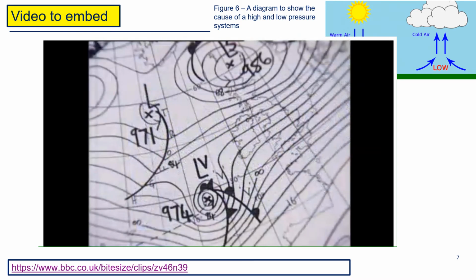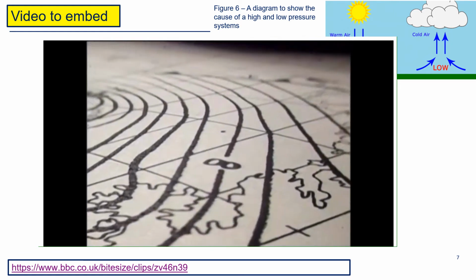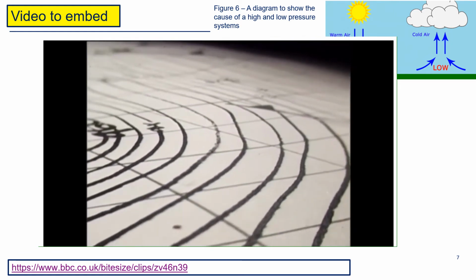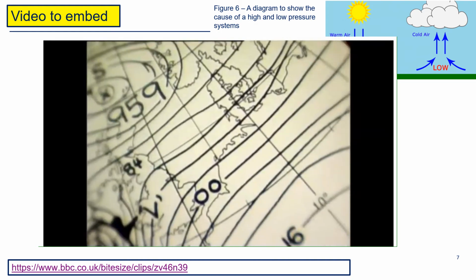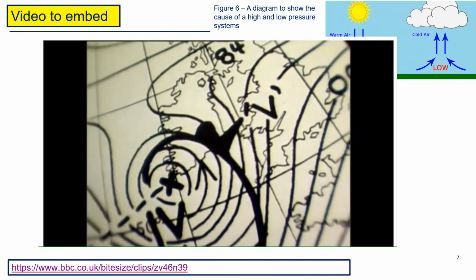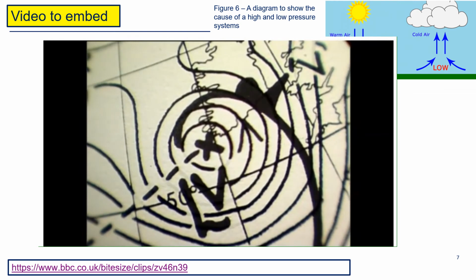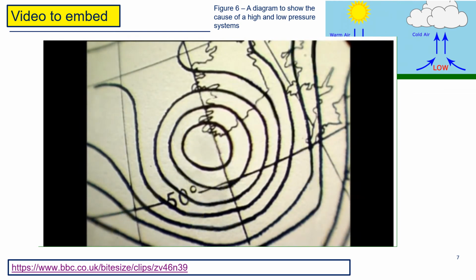Their charts show atmospheric pressure. The lines on the charts are isobars, lines that join up points of the same atmospheric pressure. Each line on the chart represents a different level of pressure. The pressure is measured in millibars. The lower the millibar reading, the lower the pressure.